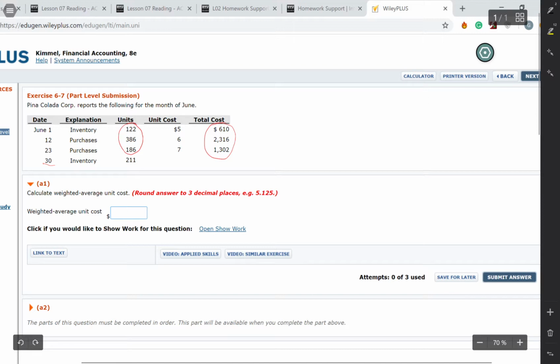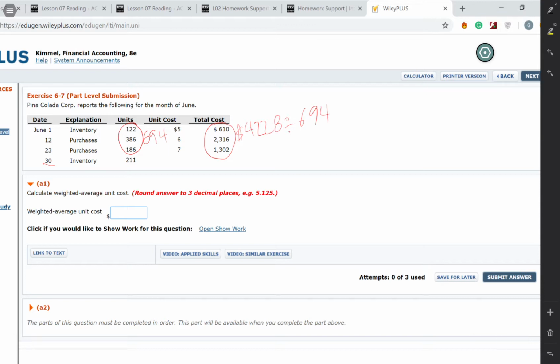So by adding these numbers up, the units available for sale give us a total of 694, and the cost of goods available for sale have a total of $4,228. By dividing these numbers, we get a total of $6.092, which will be our weighted average unit cost, which we have to round to 3 decimals.